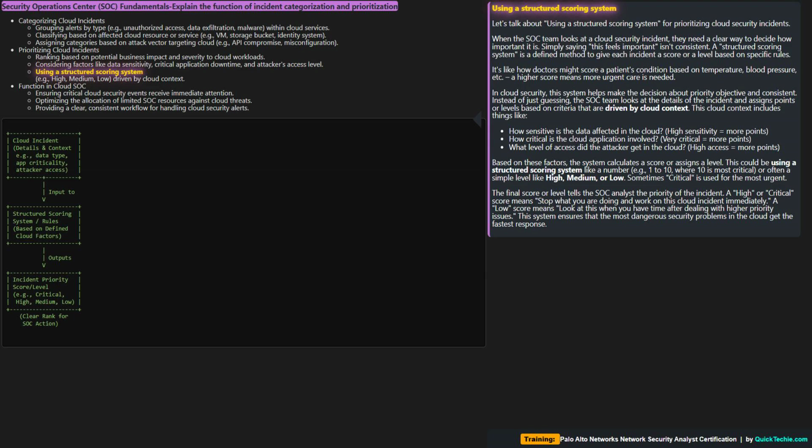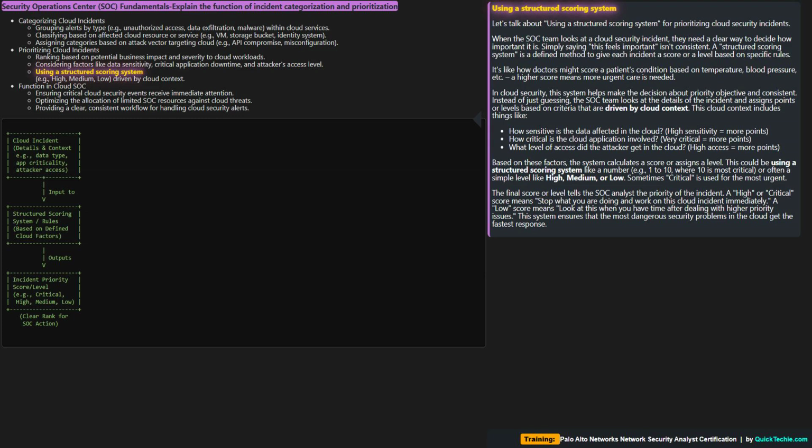In cloud security, this system helps make the decision about priority objective and consistent. Instead of just guessing, the SOC team looks at the details of the incident and assigns points or levels based on criteria that are driven by cloud context. This cloud context includes things like: how sensitive is the data affected in the cloud? High sensitivity equals more points. How critical is the cloud application involved? Very critical equals more points. What level of access did the attacker get in the cloud? High access equals more points.